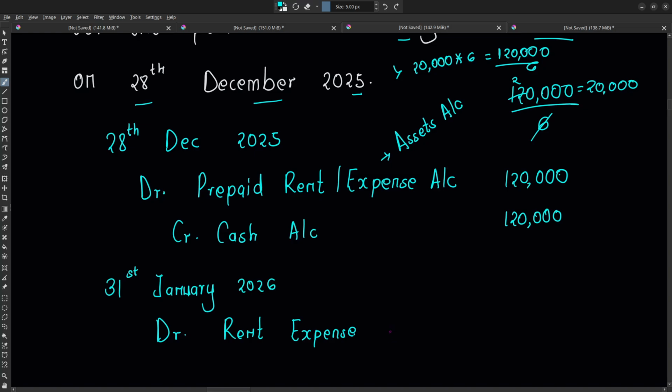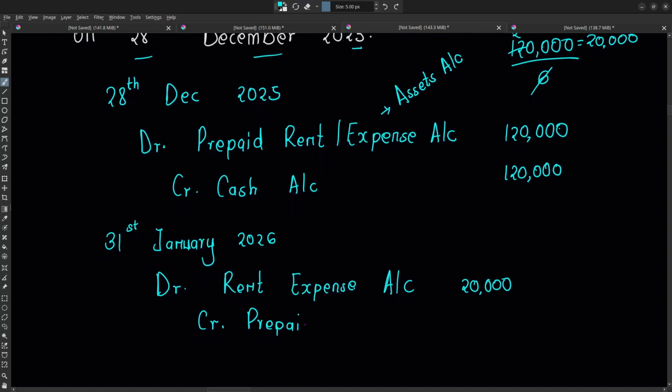So we need to recognize an expense of 20,000 because now we have stayed in that office for a month, and we have truly incurred the cost of staying there. So we are going to debit 20,000, and then we are going to credit the prepaid rent account 20,000.